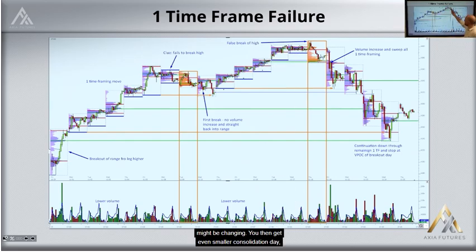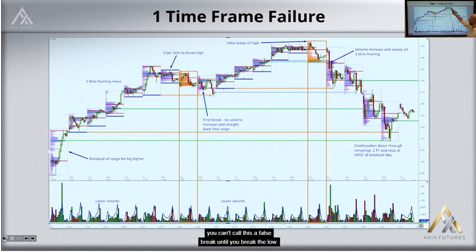You then get an even smaller consolidation day, which is showing you that buyers aren't even willing to push towards the highs. They're happy to just sit on any passive drop. They're going to let the smallest drop become a chance to buy. So they come in and buy that. The difference in the two breaks here, and this isn't a prerequisite, but it's a clue. You get a break of high.